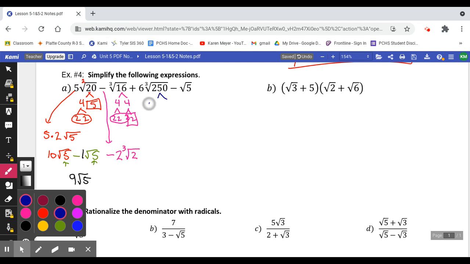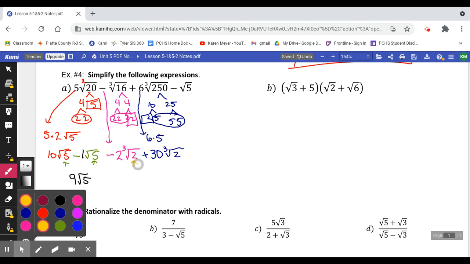250, let's break that down. I'm going to do 10 and 25. 10, I'm going to do 2 and 5. And 25, I'm going to do 5 and 5. So remember, cube root, so looking for groups of 3. Boom, got 3 5's and a single 2. Now don't forget you got this 6 out in front, so keep that 6 there. So I'm going to take 6 times 5, and that's going to be 30 on the outside. And then cube root of my single number, which is 2.